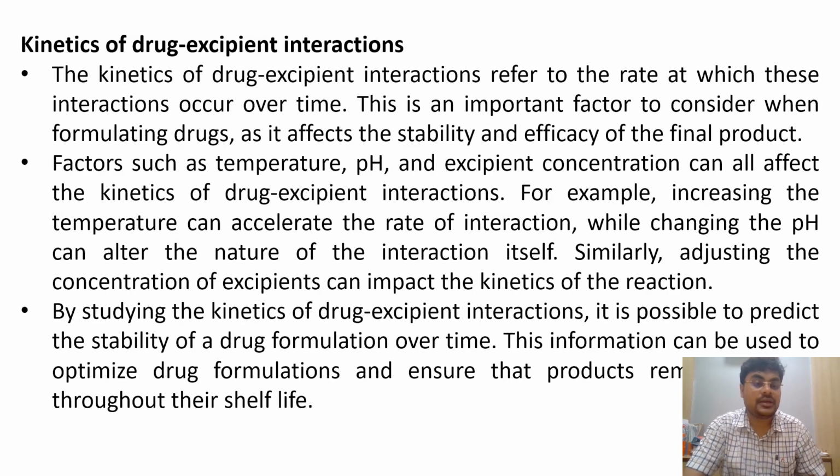Kinetics of drug excipient interaction is a very important task. It refers to the rate at which this interaction occurs, and this is an important factor to consider. You might know that pH and excipients affect the kinetics of reactions. For example, increasing the temperature can accelerate the rate of interaction, and change the pH. Therefore, studying the kinetics of drug excipient interactions is a possible predictor of the stability of drug formulations. We need to identify whether it is a first order or zero order reaction, or what type of reaction is taking place.